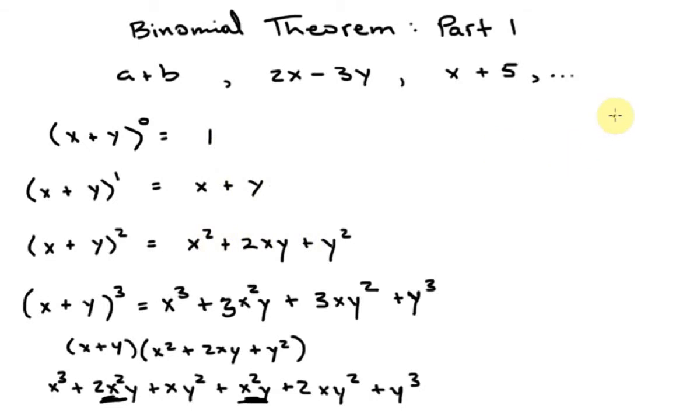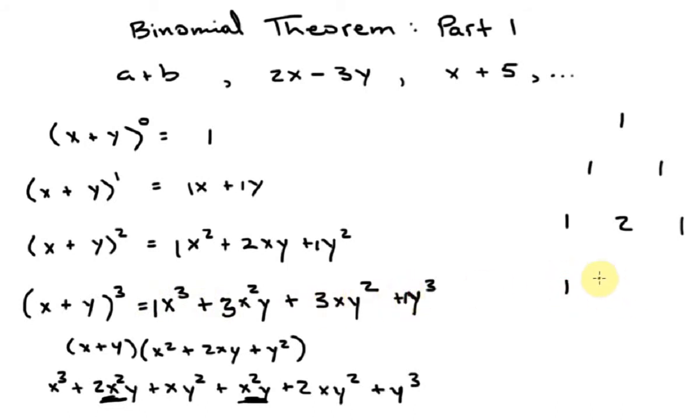I have a 1. Then I have a 1 and a 1. Then I have a 1, 2, and a 1. This is looking kind of familiar. But anyway, then I have a 1, a 3, a 3, and a 1.